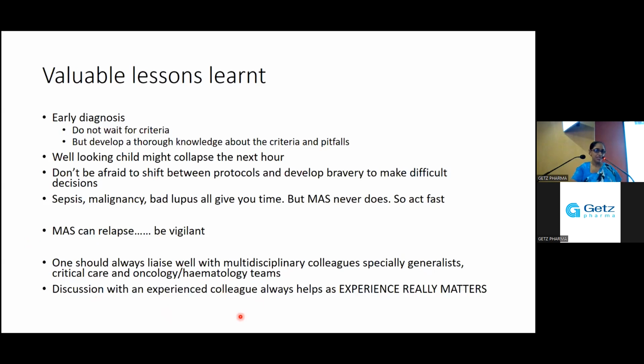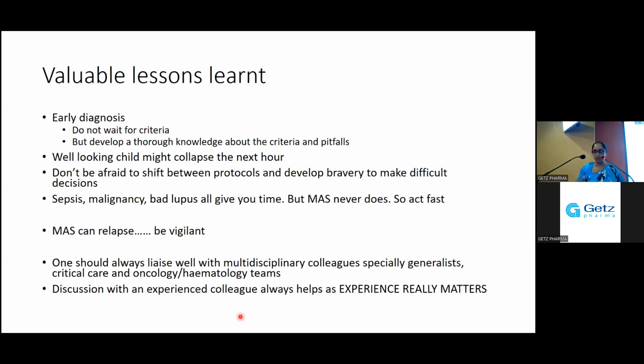So, valuable lessons that I have learned: early diagnosis. Do not wait for criteria, but develop a thorough knowledge about the criteria and their pitfalls. A well-looking child might collapse the next hour. So this is one of the other things that we are always looking at in the children.